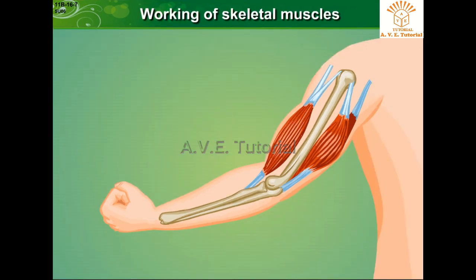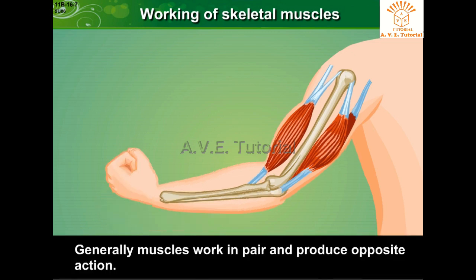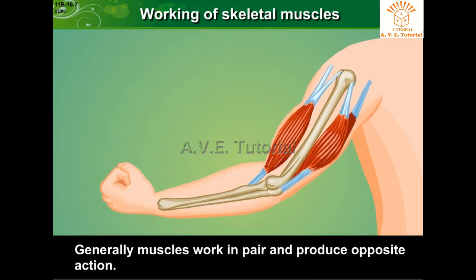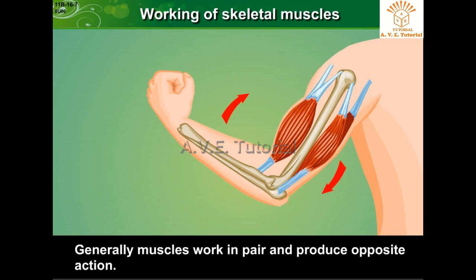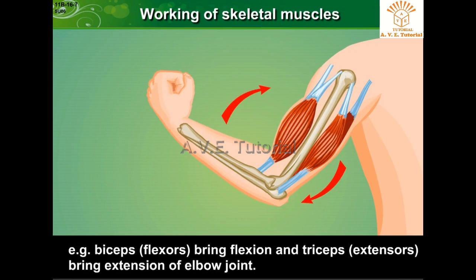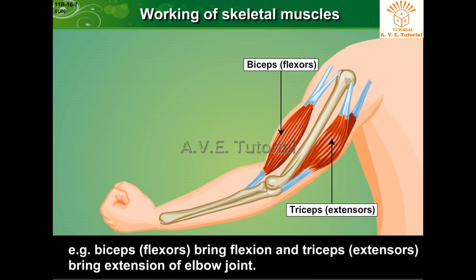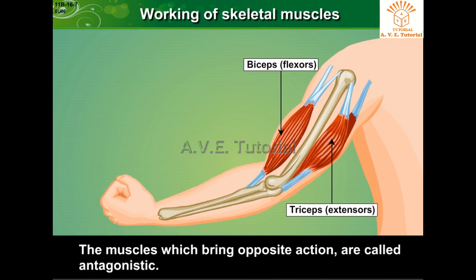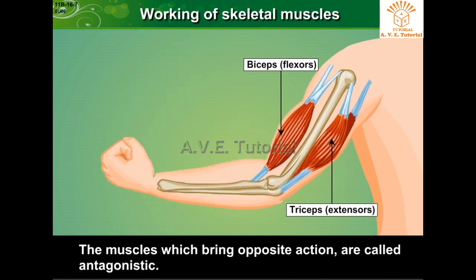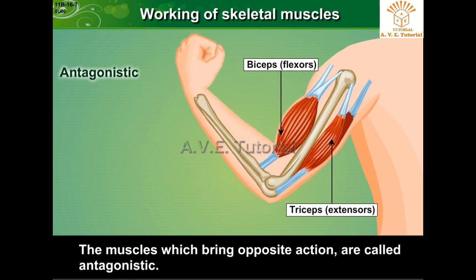Working of skeletal muscles. Generally, muscles work in pair and produce opposite action. For example, biceps, which are flexors, bring flexion, and triceps, which are extensors, bring extension of elbow joint. The muscles which bring opposite action are called antagonistic.